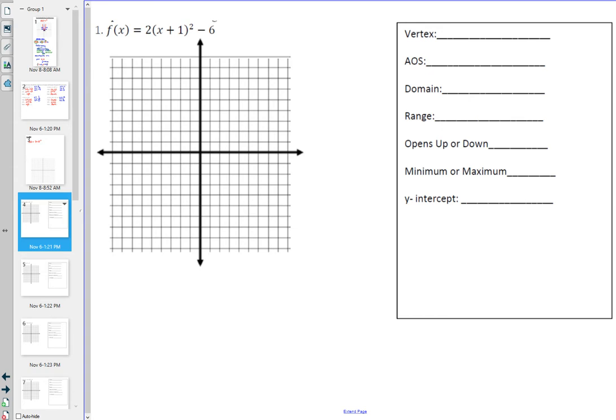We're going to still answer all these questions. But instead of identifying A, B, and C, we're going to identify A, H, and K because this is in vertex form. How do I know it's in vertex form? The parentheses. The parentheses is the big thing. You see that parentheses? You see a single X? It's going to be A, H, and K. So what's A here? 2. Good. What's H? -1. And what's K?